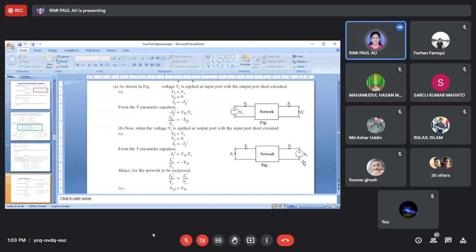So when will this happen? If y12 is equal to y21. So this is your task: to show that y12 is equal to y21. Because already I have given you how to solve it. Now you know the equations. Just replace and find out I2 prime by Vs and I1 prime by Vs.